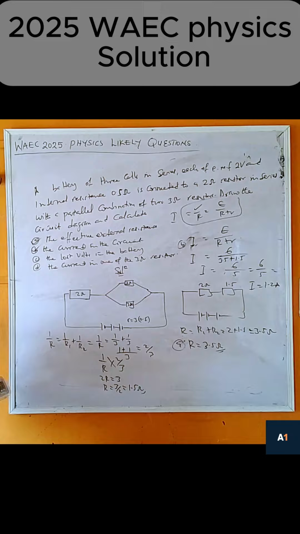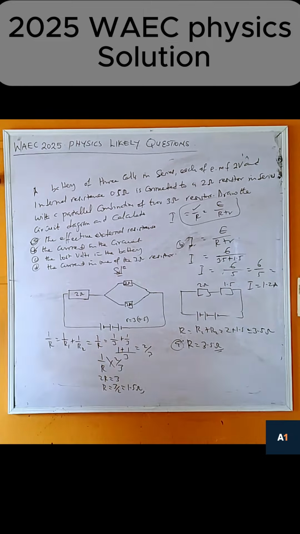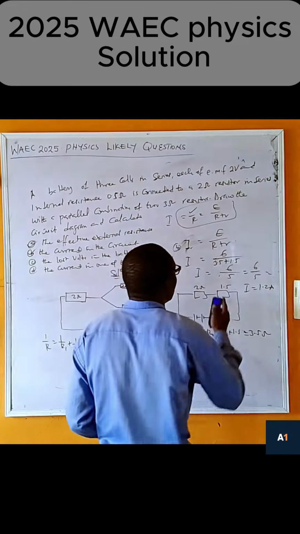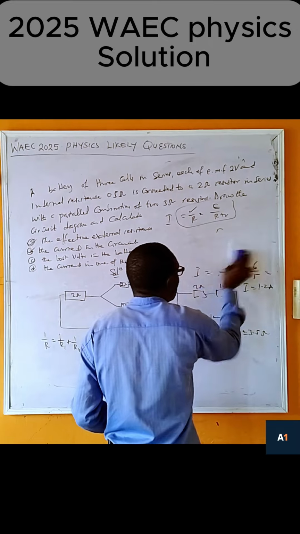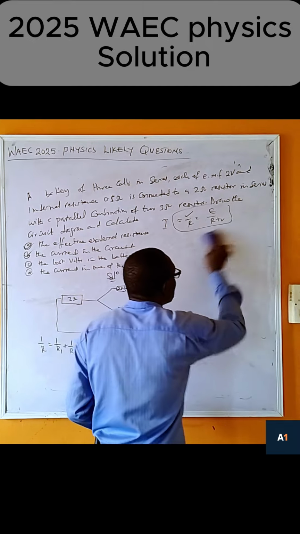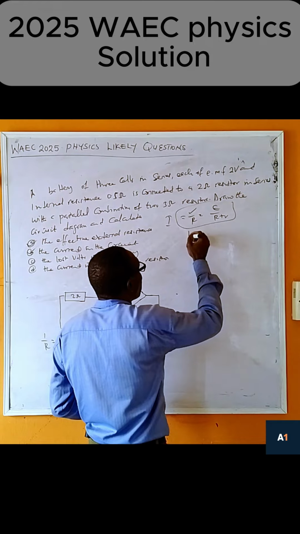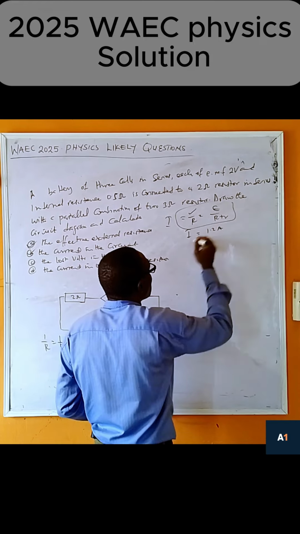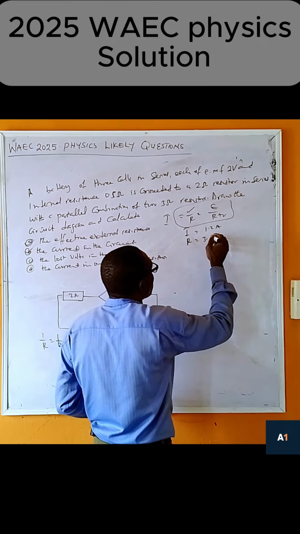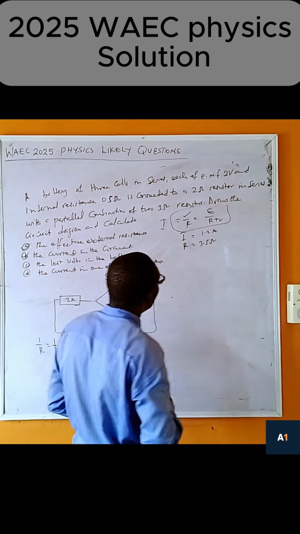Now they say find the lost voltage in the battery. I need to derive something, so let me clean all these things. I'm trying to manage time, so sorry for that. Let me write what I just solved here. We say our current is equal to 1.2 ampere, then our R is equal to 3.5 volts.